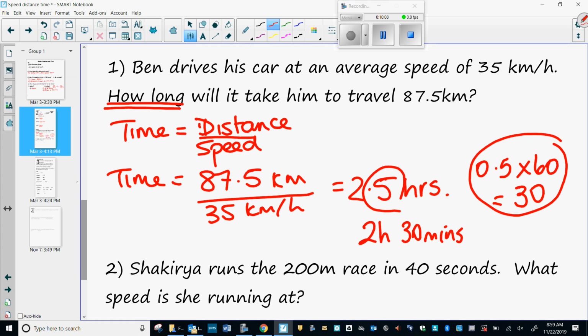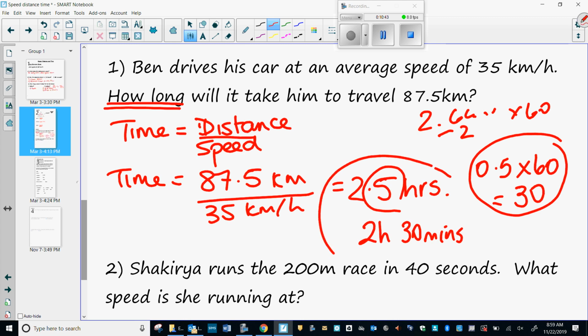How would you calculate the recurring time? If you had 2.6666 on your calculator, you subtract 2, because you know it's 2 hours, and you're left with the recurring part, 0.6 recurring, and you multiply that by 60. So you wrote 2.5 and then 2 hours and 30 minutes. You write both.